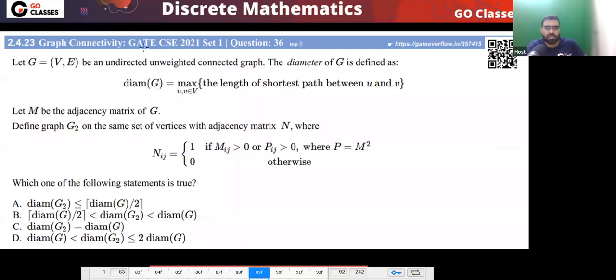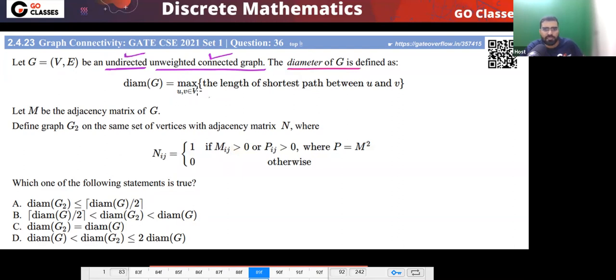Anyway, let's see this question. This is another interesting question, GATE 2021. Can you try this one? Read this question and tell me the answer. You have a graph which is undirected, unweighted and connected. These words are very important: it is a connected graph, it is an undirected graph.